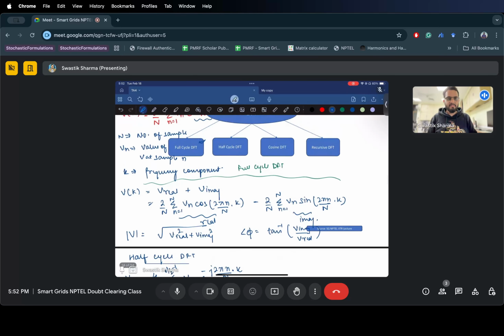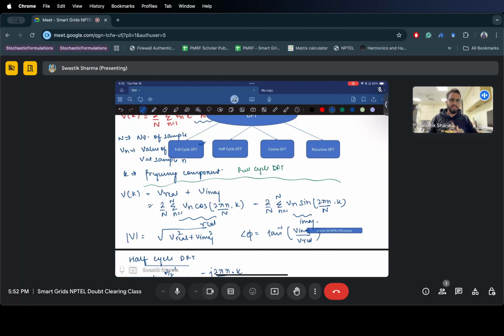Then we have recursive DFT. Now, what does recursive DFT do? When any new sample comes into play, you have to perform the DFT for all the samples that you have taken up until that point, right? To minimize the computational burden on your microprocessor, what you can do is remove the old value, performing it like a window.